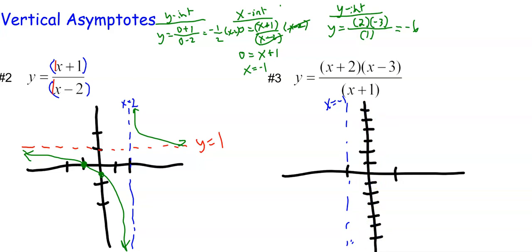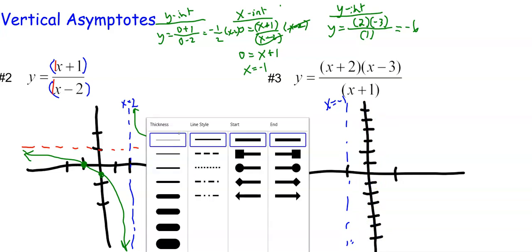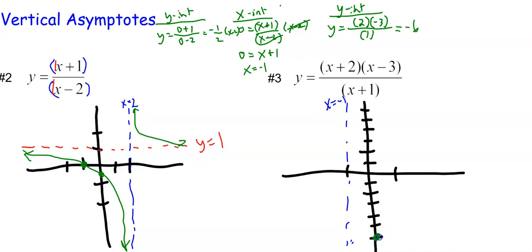Okay, so I'm going to plot the point there at negative 6, so it's got to go through that point right there. That's nice. Okay, to find the x-intercept, we're going to plug in y equals 0. Really, the denominator is going to go away every time, so it's going to be 0 equals x plus 2 times x minus 3. This is already factored for us. So the solutions are x equals negative 2 and x equals 3.